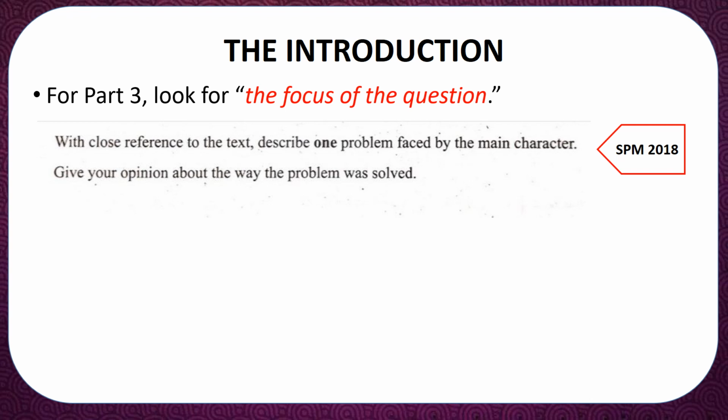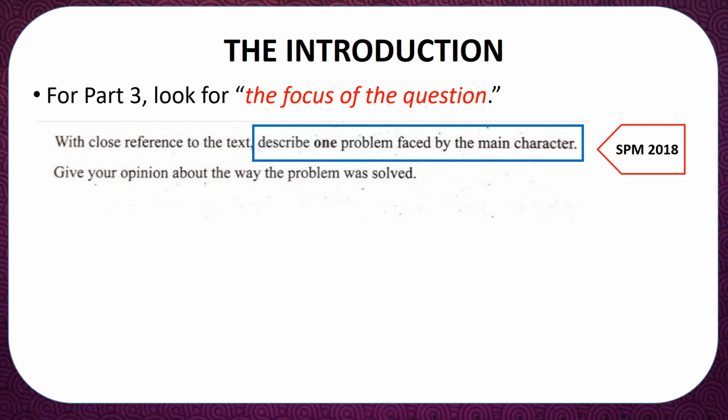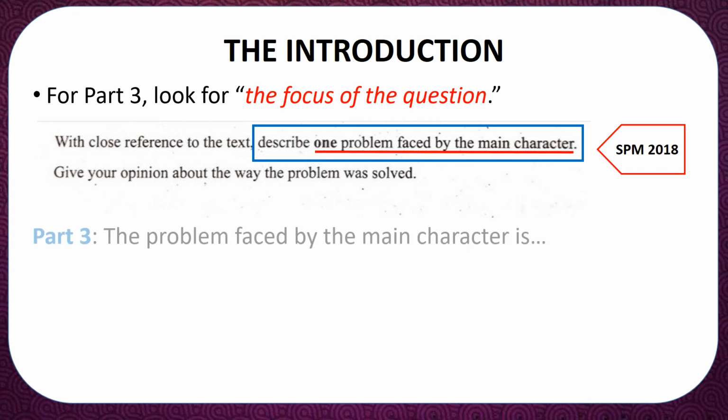So what is the focus of this question? The focus of this question is one problem faced by the main character. Only one character facing one problem. So how do you write part 3? For part 3, you write it like this. Because it is one problem faced by the main character, the problem faced by the main character is... But of course, you don't stop there.